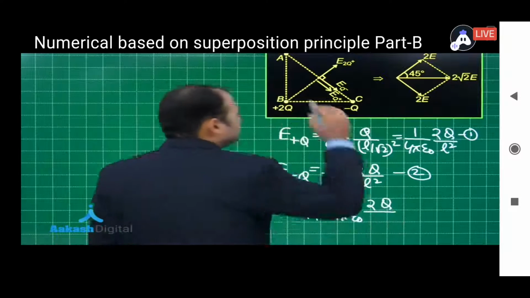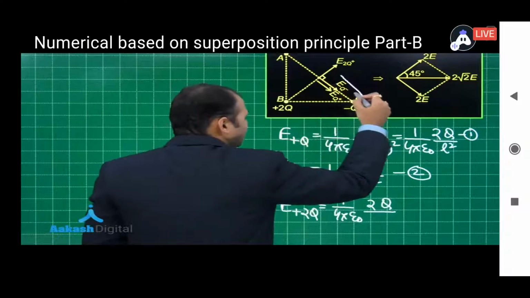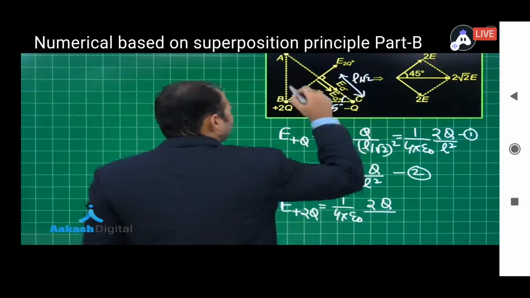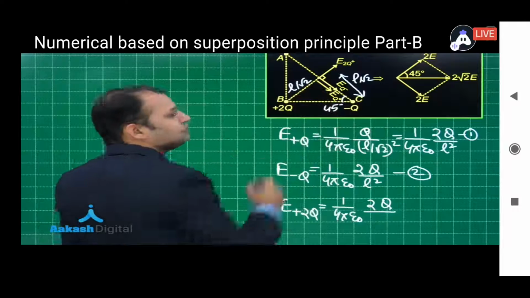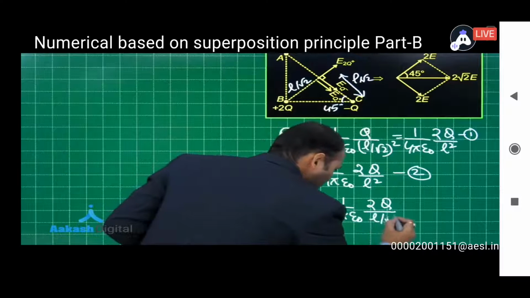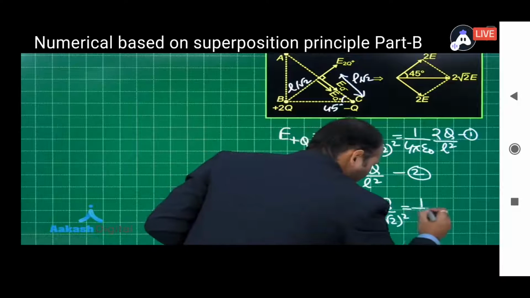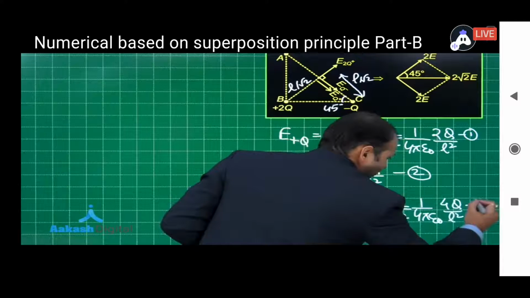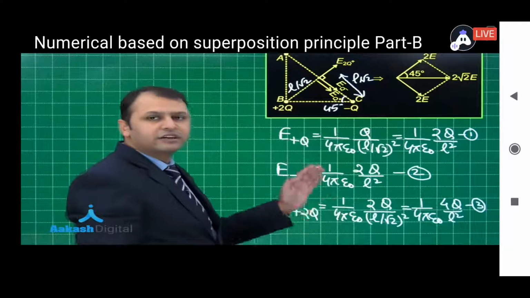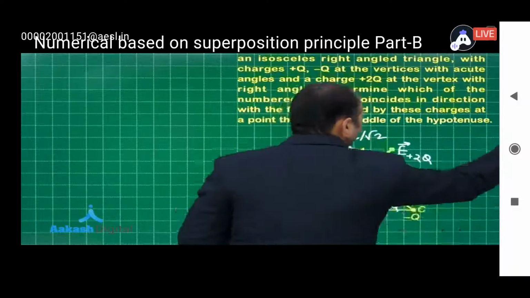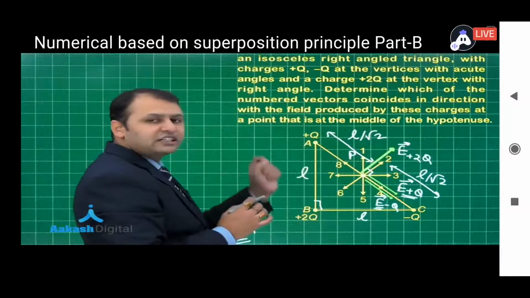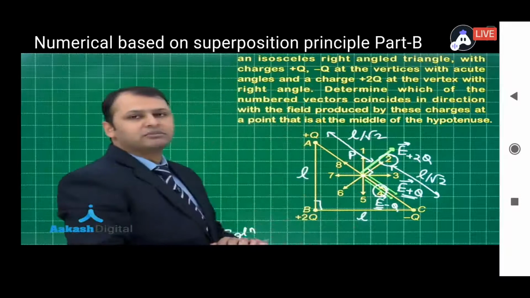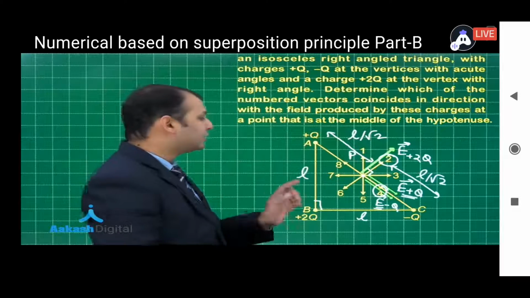Now what is the distance of this 2Q from here? Certainly, if this value here is L by root 2 and this angle is 45 degrees, this will also be L by root 2 as this is the perpendicular. So putting the values, (L by root 2) whole square, I get 1 upon 4 pi epsilon naught, 4Q by L square. This is the third. So I have 3 vectors here. My first question was which are the numbers of the vectors along which the electric field due to these charges will be. So this is 2 and 4. Vectors 2 and 4 coincide with the electric field due to these charges.